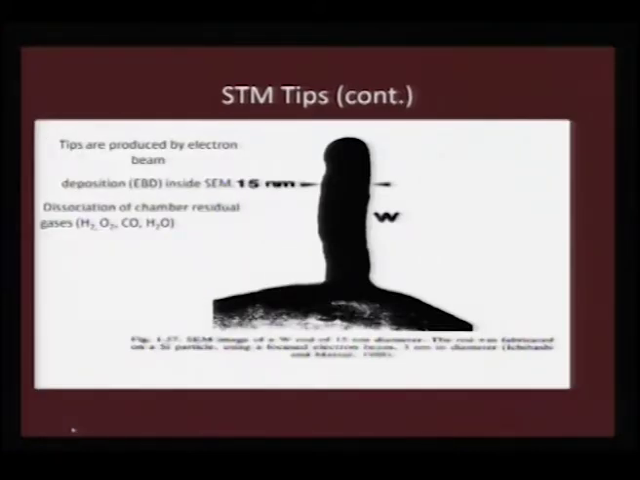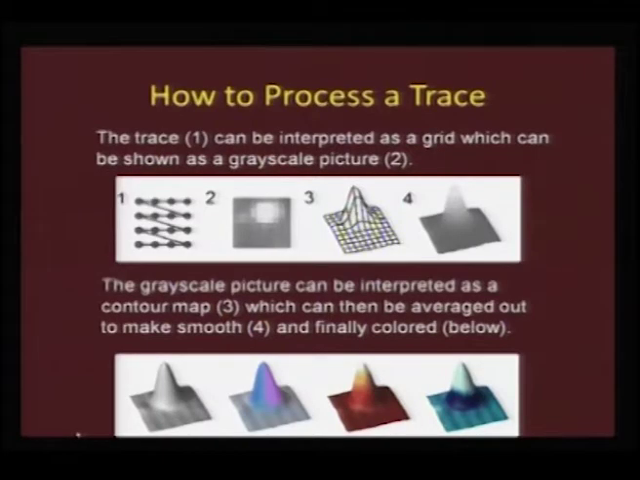This is another technique called electron beam deposition, where you can actually grow a rod on a silicon particle. You can grow a tungsten rod which is very small. The thickness of this can be 15 nanometer. So, you can artificially grow an STM tip.